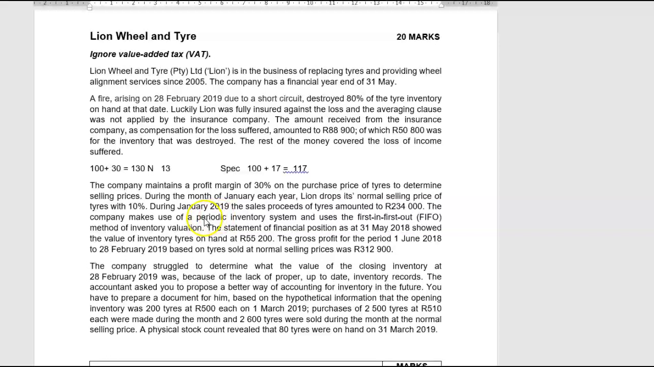There you are. The inventory is a perpetual inventory system and uses the first in, first out method of valuation of inventory. So, therefore, if we're going to use hypothetical information, we're going to start with our opening inventory here: 200 tyres at 500 Rand each. Remember, if there are unit prices, you use the table format to do your calculations. They bought another 2,500 tyres at 510 Rand each. 2,600 tyres were sold during the year, and a physical stock count revealed that there were 80 tyres on hand at the end of the period.